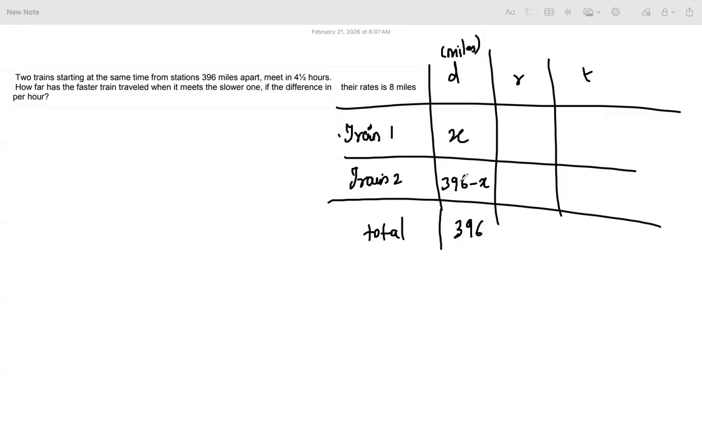Okay, how far has the faster train traveled? They meet in 4.5 hours. Each traveled for 4.5 hours, right? You can't put the total there. But how far has the faster train traveled? Speed equal to, this is speed, right? Speed equal to d by t.